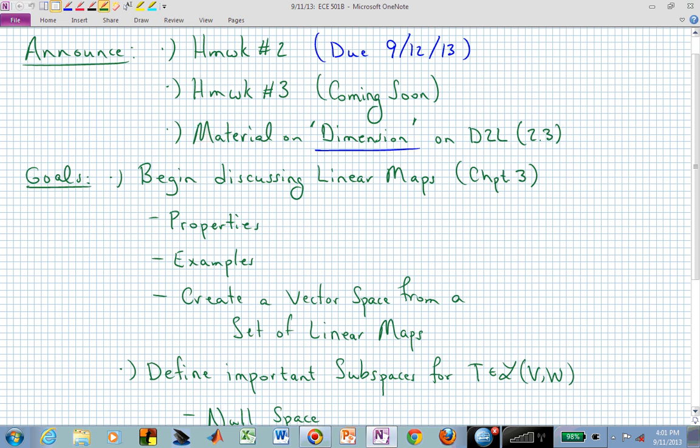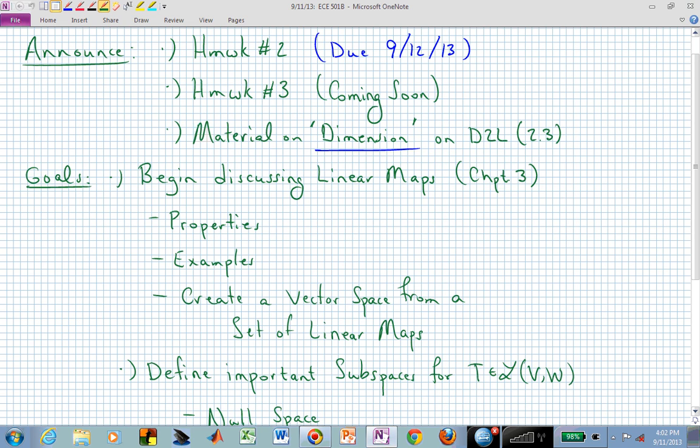There is new material that happened between Monday and today that is on the D2L website on the concept of dimension, which is the last piece of chapter 2, and I think I've labeled that as unit 2.3, the third piece of information in unit 2. Today we are starting unit 3, which is so far still consistent with the chapters in the book.